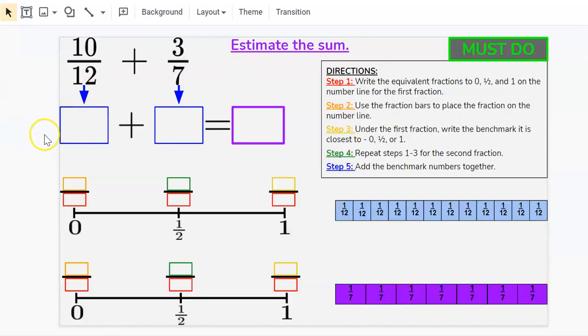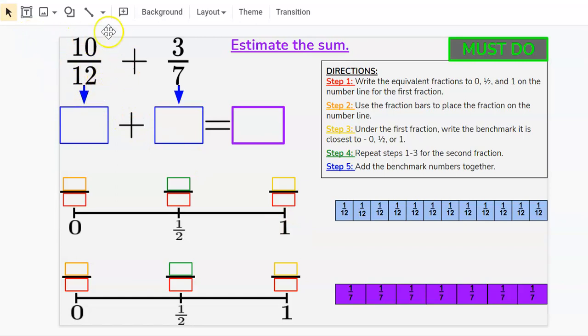Here is an example of what you're going to be doing today. The directions are right here, and you can see this one we are estimating the sum because it is an addition problem. So step 1 says write the equivalent fractions to 0, 1/2, and 1 whole on the number line for the first fraction. So here's our first fraction. I see my first number line right here has 0, 1/2, and 1 whole.